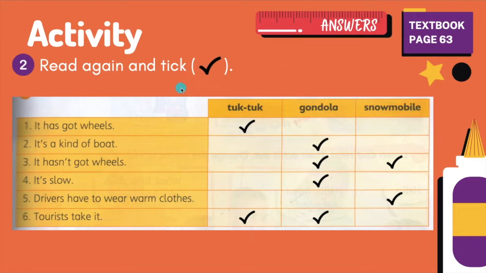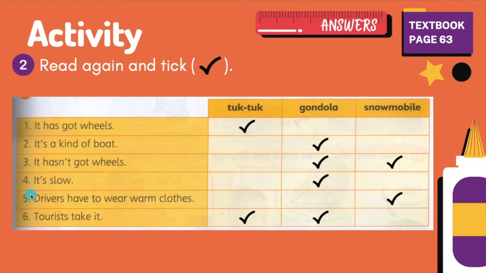Read again and tick. The passage is based on the text that you read just now. Number 1. It has got wheels. Tuk-tuk. Number 2. It's a kind of boat. Gondola. Number 3. It hasn't got wheels. Gondola and snowmobile. Both of these transports, they don't have wheels, right?